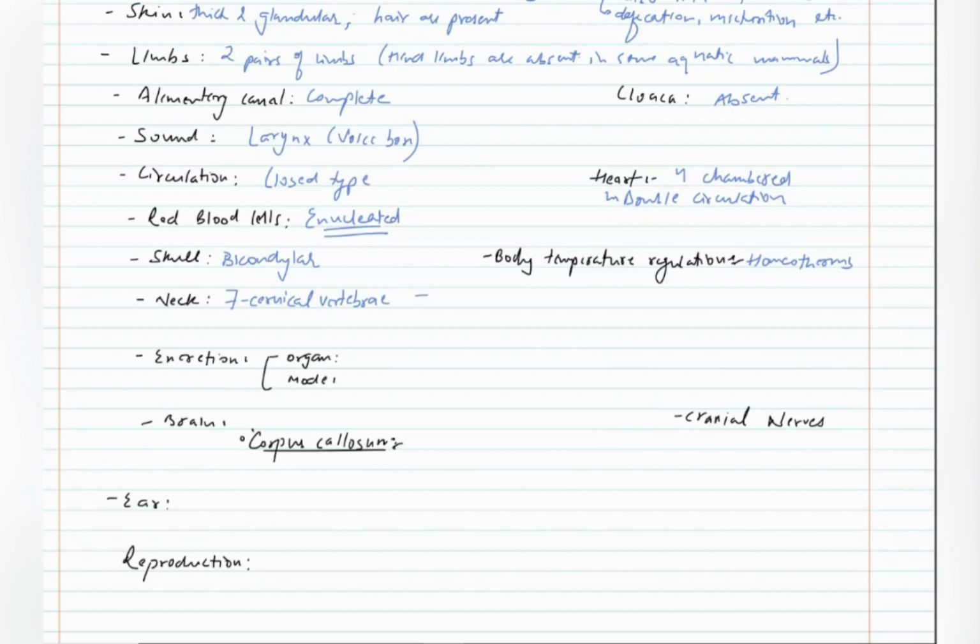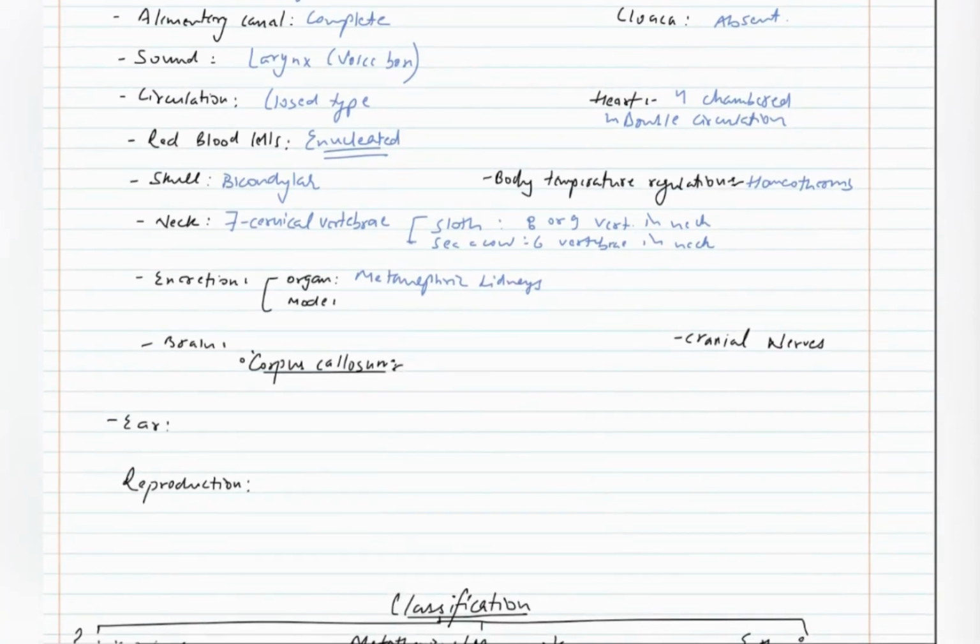Exceptions are sloth and sea cow. Sloth has 8 or 9 vertebrae, and sea cow has 6 vertebrae in the neck. Excretion is through metanephric kidneys, and mode of excretion is ureotelic, that is, they excrete out urea.